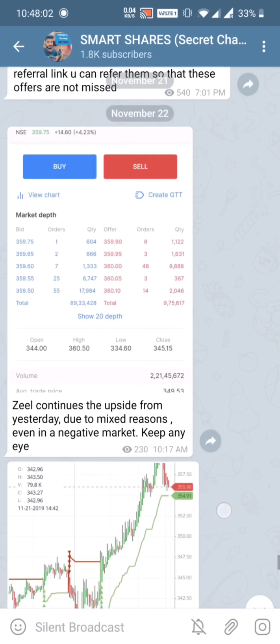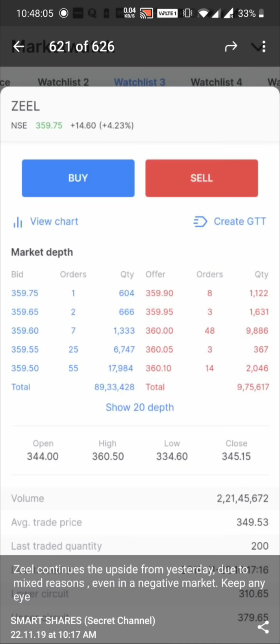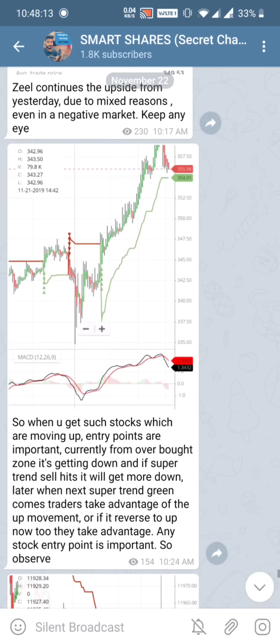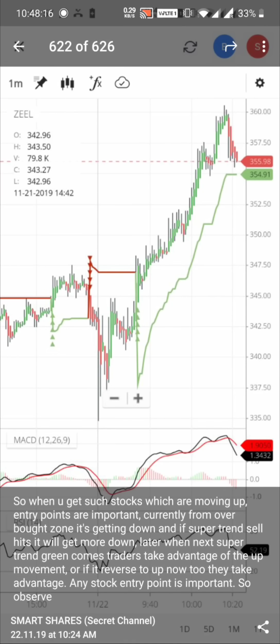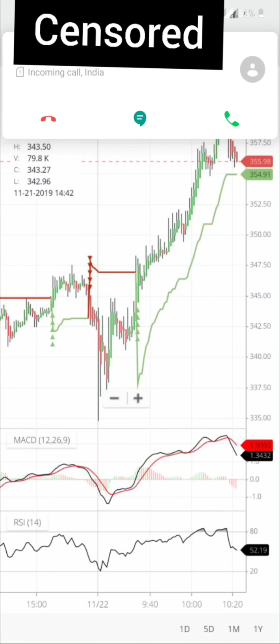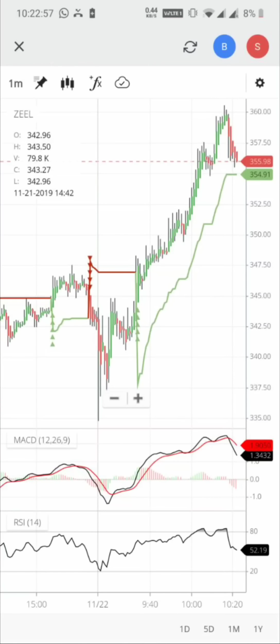So first, Zeal continues to the upside from yesterday due to mixed reasons, even in a negative market. Keep an eye on it. I just told them, and then immediately wrote an explanation. When you get such stocks which are moving up, entry points are important. Currently from the overbought zone it's getting down, and if its super trend sell hits, it will get more down. So basically I'm telling them, in this area, if Zeal hits the super trend red, it will go down a little bit. After going down, later it will go towards hitting a green super trend. That is when traders have to take advantage.